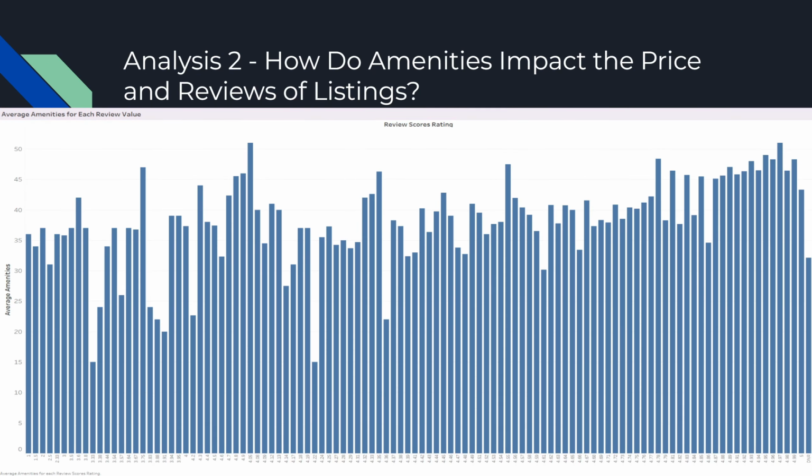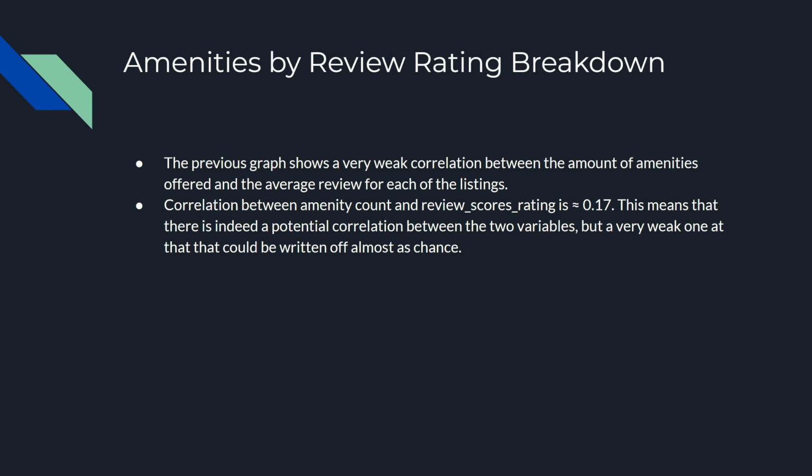For the second analysis, we did how amenities impact the price and reviews of listings. The graph below shows the correlation between the amount of amenities and the daily cost of the listing. The previous graph shows a very weak correlation between the amount of amenities offered and the average review for each of the listings, with the correlation being 0.17. This means that there is a very, very weak correlation that would most likely be chalked up to chance, and that there is hardly a correlation between the two factors at all.